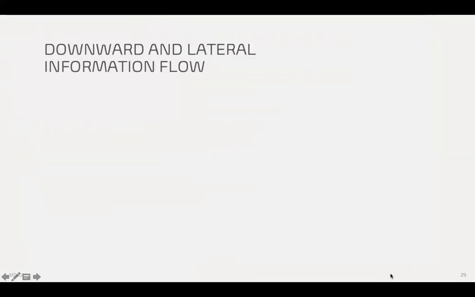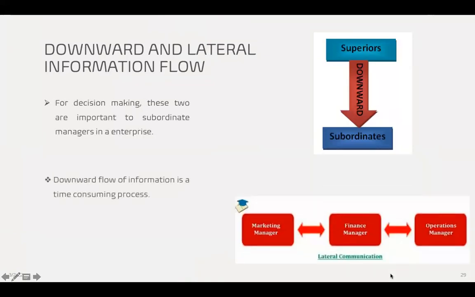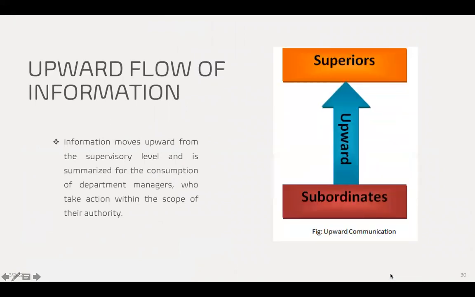Downward and lateral information flow. It is understandable too that the downward and lateral information for decision making is important to subordinate managers in an enterprise. Downward flow of information is a time-consuming process. Upward flow of information. Information moves upward from the supervisory level and is summarized for consumption of department managers who take action within the scope of their authority.